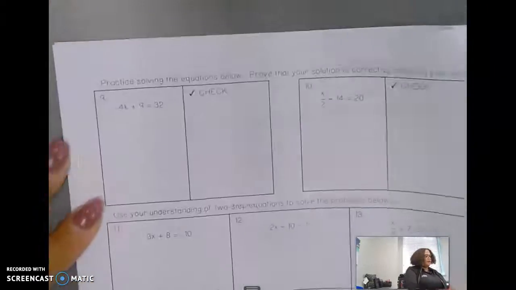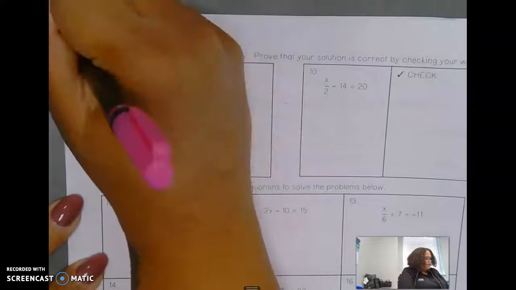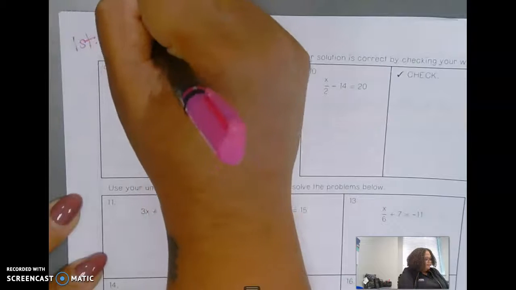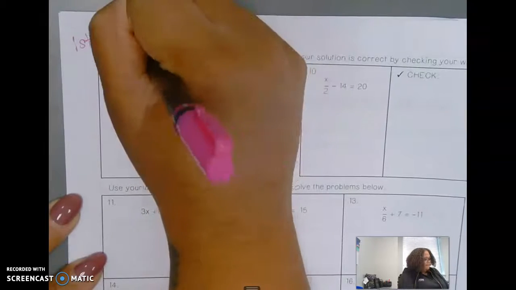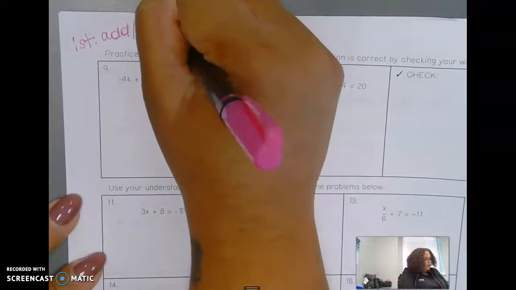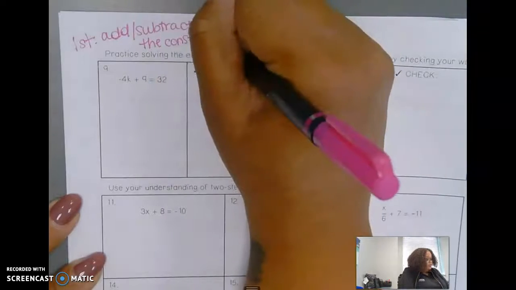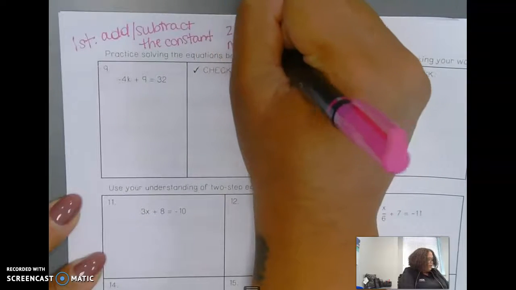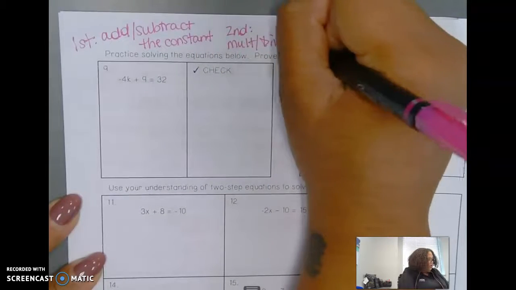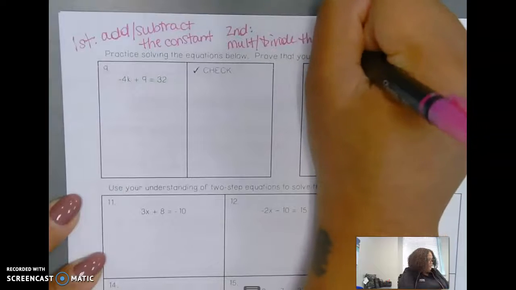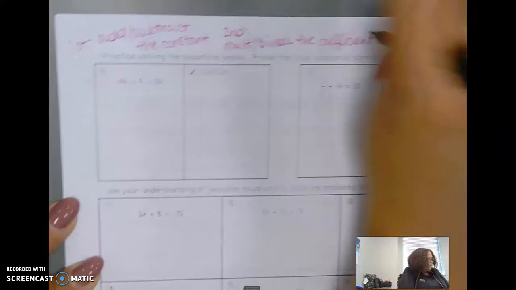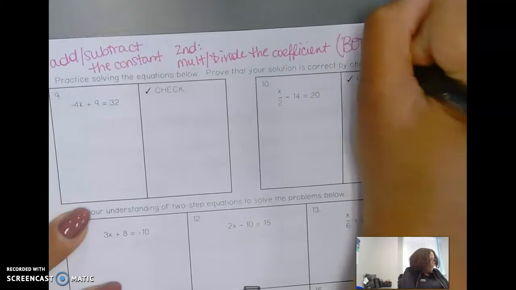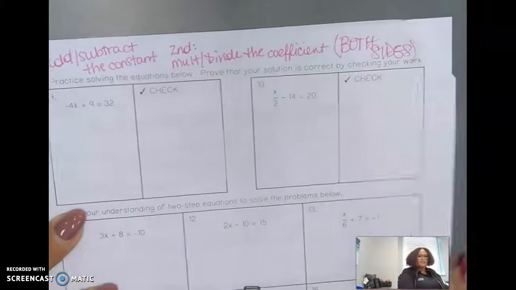Okay, now we're going to practice doing two-step equations. We always, first step, add or subtract the constant. That is the number with no variable. Second, we're going to multiply or divide the coefficients to both sides. We're going to do step 1 and step 2 to both sides, okay?